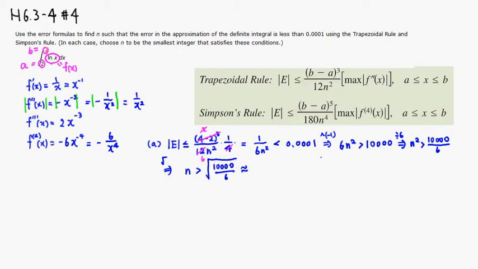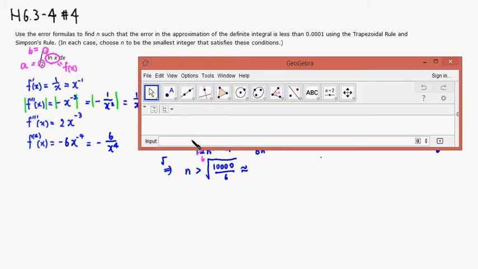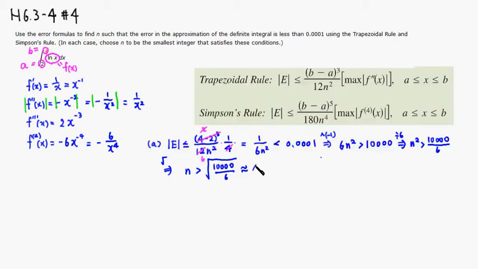I'm going to pull out GeoGebra. The value we're looking for is the square root of 10,000 divided by 6. This came out to be 40.82, so it's going to be 41.